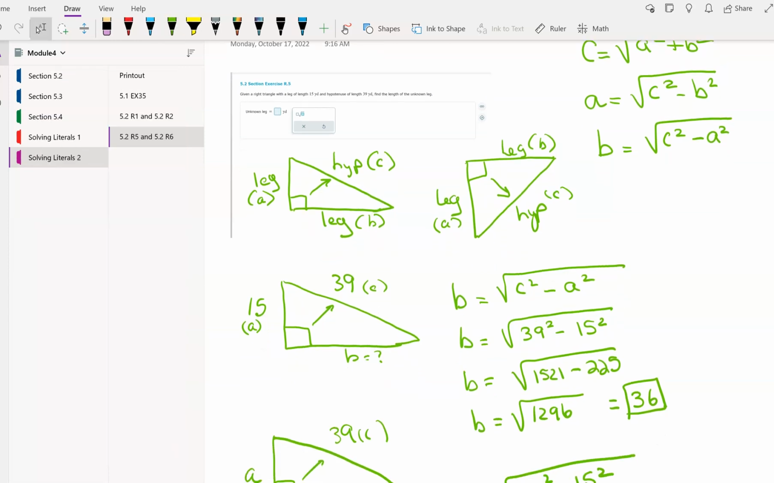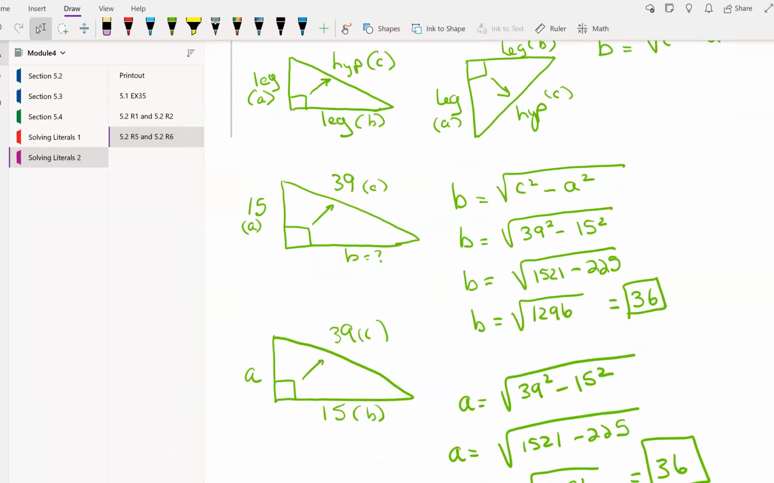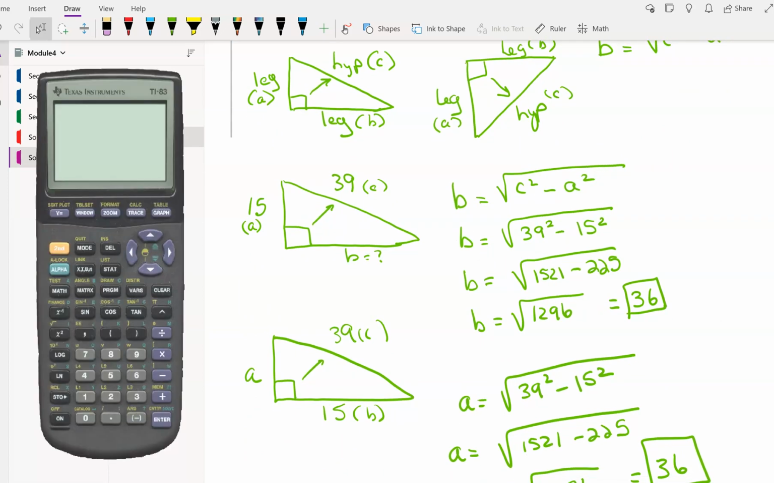So on this particular problem, I have 15 on the leg, so I decided to make it A. The hypotenuse I have to put across from the right angle, so that was my 39. So in this case I'm looking for B. According to the formula, B is equal to the square root of c squared minus a squared. So C is 39, so 39 squared minus 15 squared.